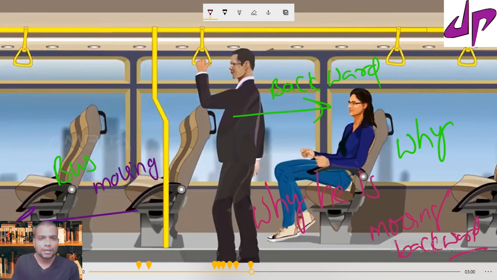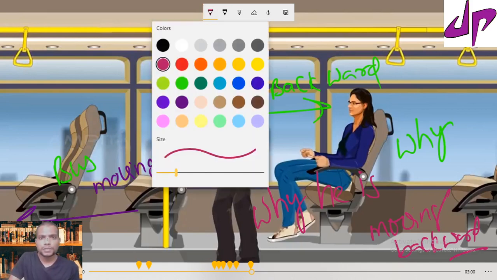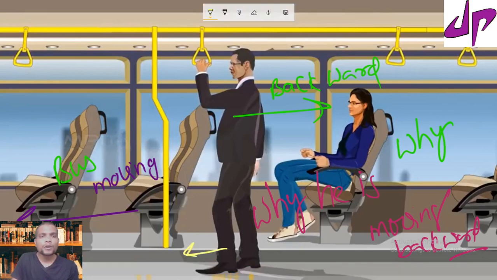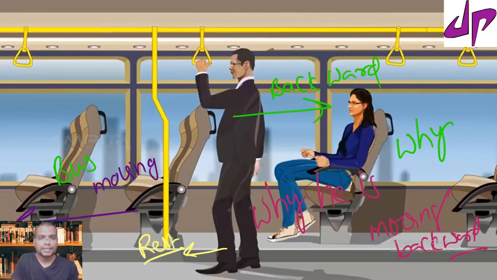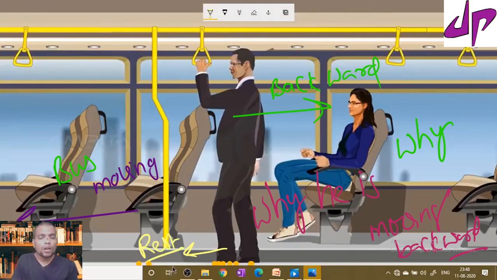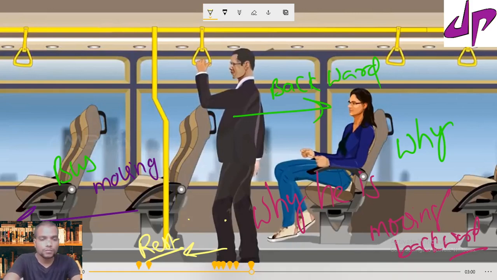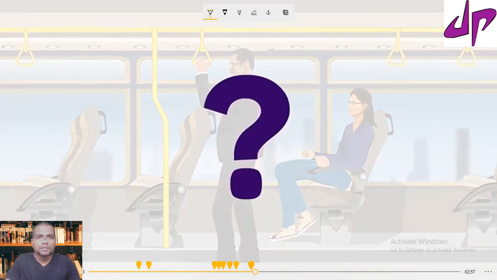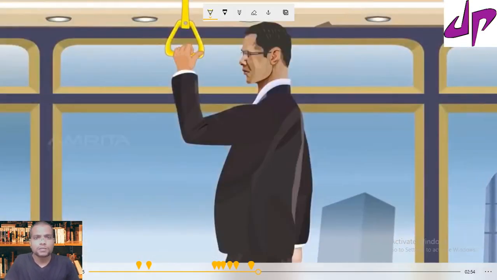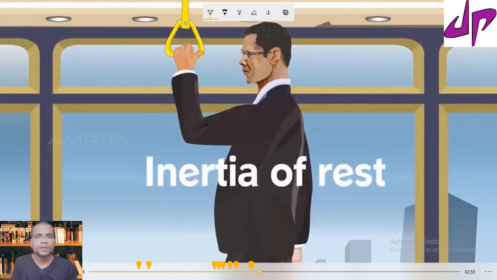The reason is that the foot is in contact with the bus, and the foot is at rest. Now when all of a sudden the bus is moving, we can see an unbalanced force. If you observe one more time, the bus is moving and the person is moving backward. Now what is the reason? The reason is inertia of rest.